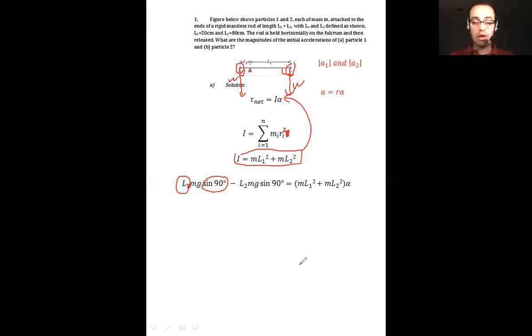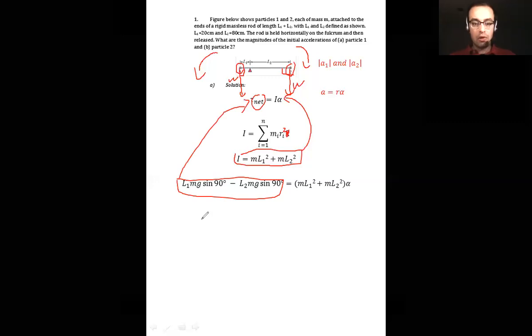Once again, you might be asking yourselves, why are the signs arranged the way that they are? Well, the force that's acting on particle 1 is moving it this way, in a counterclockwise direction, and by convention that is positive. Whereas the force acting on particle 2 is moving it in a clockwise direction, which by convention is negative torque. Okay, so we go ahead and say this is our expression for the net torque.